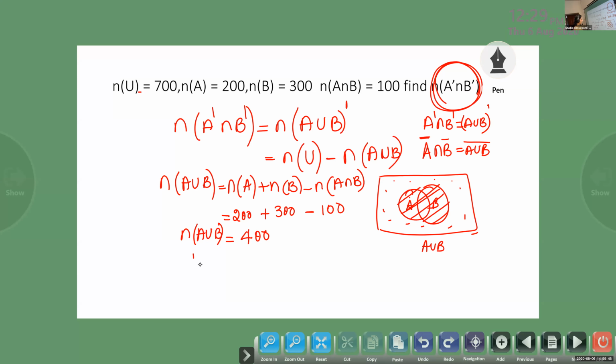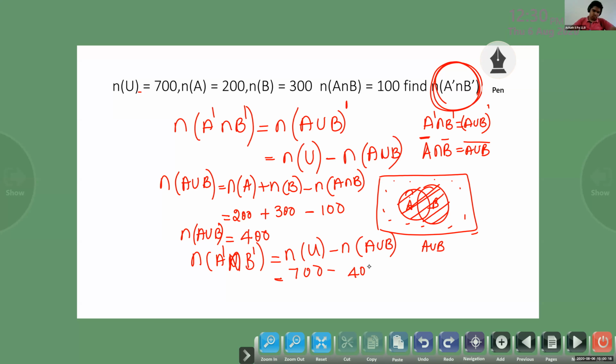So what will be n of A' intersection B'? n of A' intersection B' is n of U minus n of A union B. What is the value of n of U? 700. Yes. 700 minus 400, which is 300.